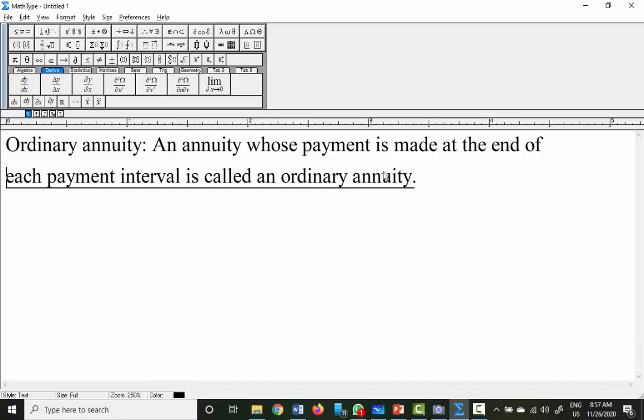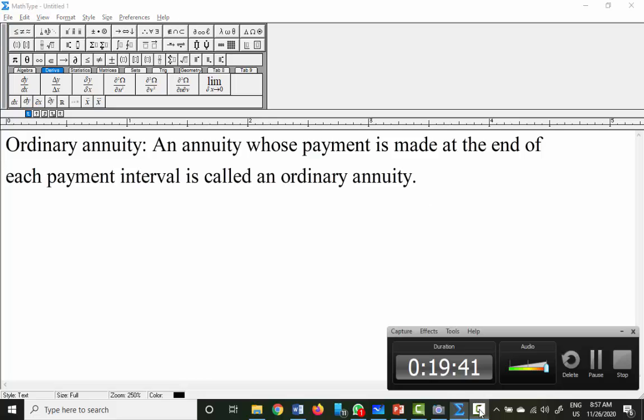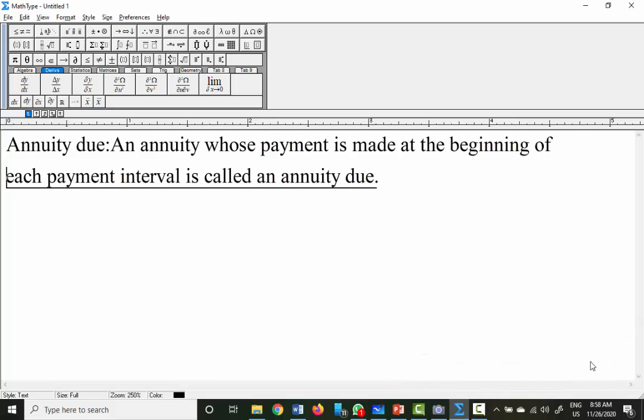But if you are making your payments at the beginning of the period, in that case it will be called an annuity due. So if you are making each payment at the beginning of the period, it will be called an annuity due.